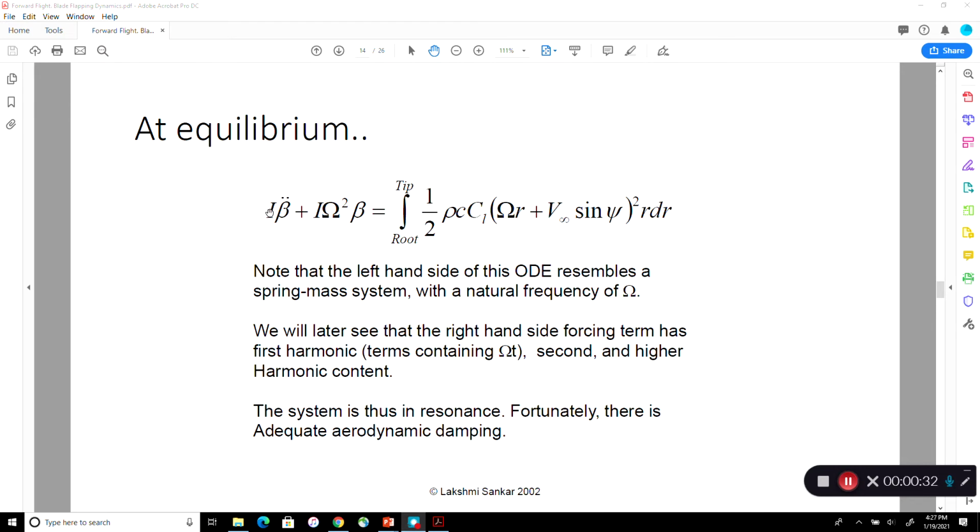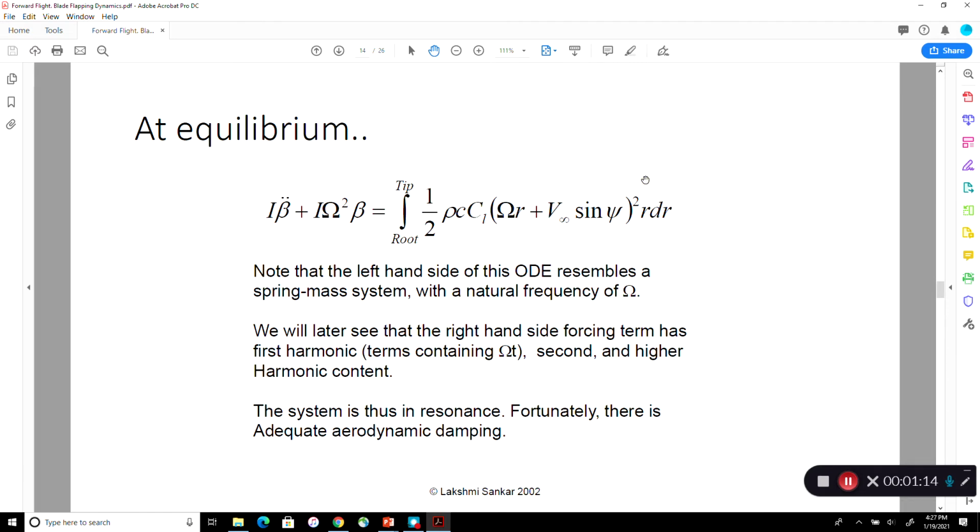We said this looks like a spring mass system. So this is like m times x double dot plus k times x equal to 0, if you neglect the right-hand force term. The natural frequency of the spring mass system is the square root of spring constant k over m. So the spring constant is I omega squared over I. Square root of it is omega. So the blade has a natural frequency of omega. Left by itself, the blade has a tendency to flap one time up, one time down, one per rev. It'll go up, come down. So this is the natural frequency of the system.